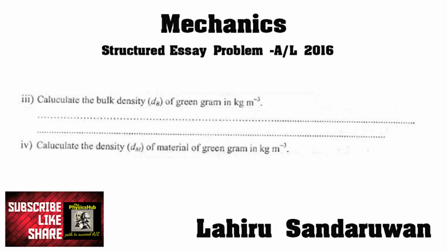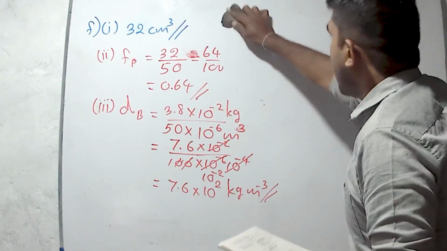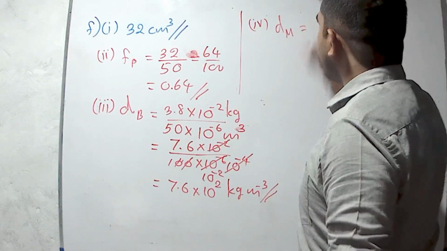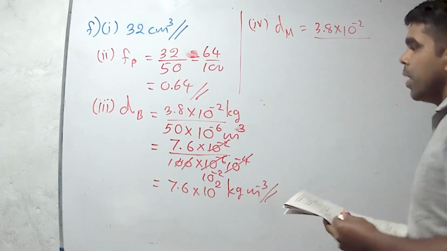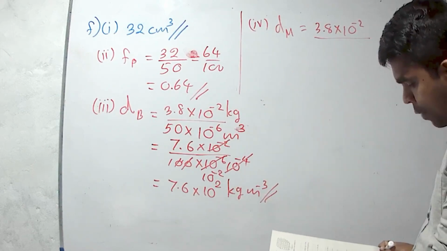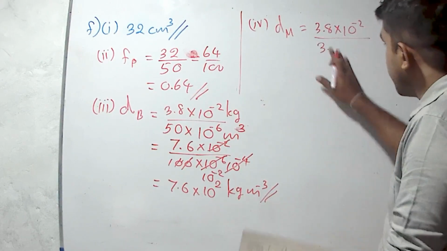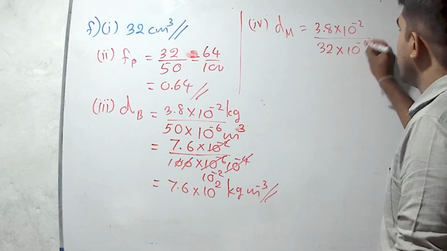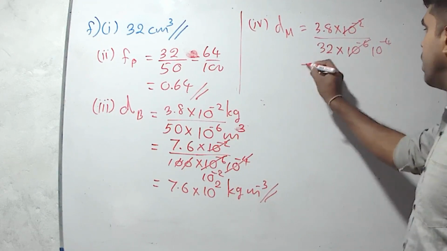In part 4, calculate the density of material of green gas in kilogram per cubic meter. Now we have to use the mass of green gas and the actual volume of green gas. Density of material: mass, same value, 3.8 into 10 to the power minus 2, divided by the volume found in part 1, 32 cubic centimeters, which is 32 into 10 to the power minus 6. Then we can simplify it: 10 to the power minus 4, I will bring it to the numerator.